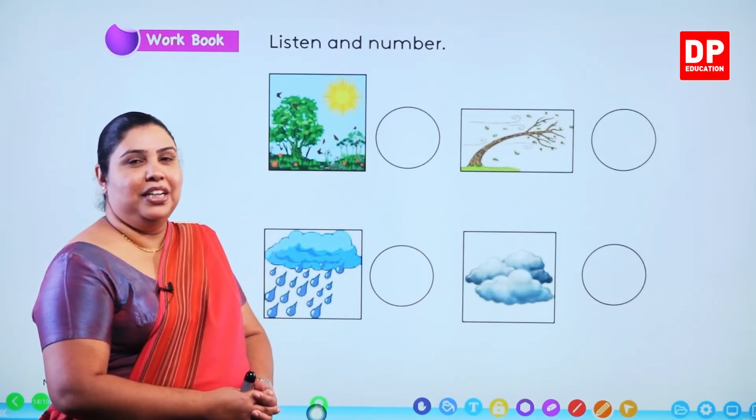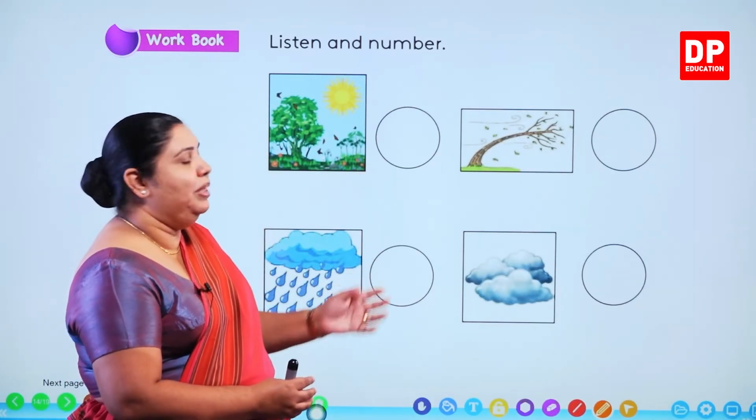Now what are the pictures that you can see? They are very, very familiar to you now.